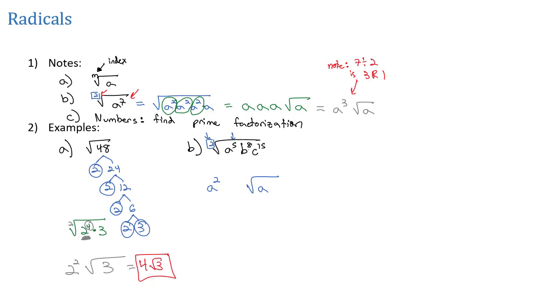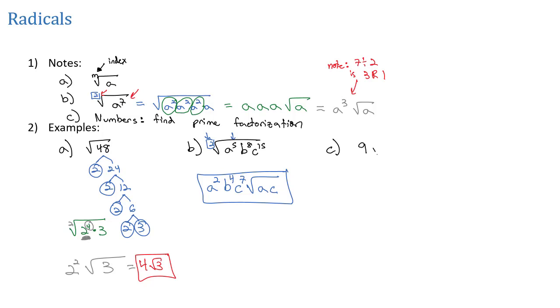Same thing with the b's. It's b to the 8th. 8 divided by 2 is 4. So b to the 4th comes out of the radical. Same thing for the c's. C to the 15th. 15 divided by 2 is 7, remainder 1. So 7 come out, and 1 remains behind. And so we end up with a squared b to the 4th, c to the 7th, times the square root of ac. Let's try one that combines numbers and letters in it.